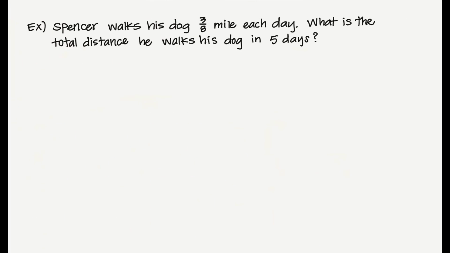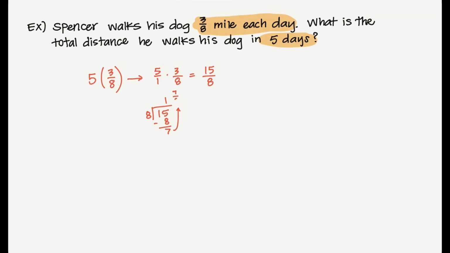So to close, let's end with a word problem. Spencer walks his dog 3/8 of a mile each day. What is the total distance he walks his dog in 5 days? So 1 day is 3/8, so 5 times 3/8 is going to give me the total distance. So again, that's really 5 over 1 times 3 over 8, which leaves me with 15 over 8. And I'm going to go ahead and rewrite this by dividing, and I'm left with a remainder of 7. So in total, in 5 days, he walks 1 7/8 miles.